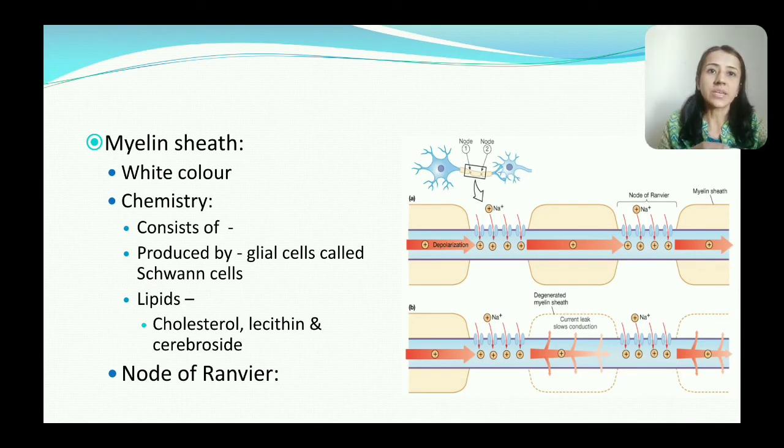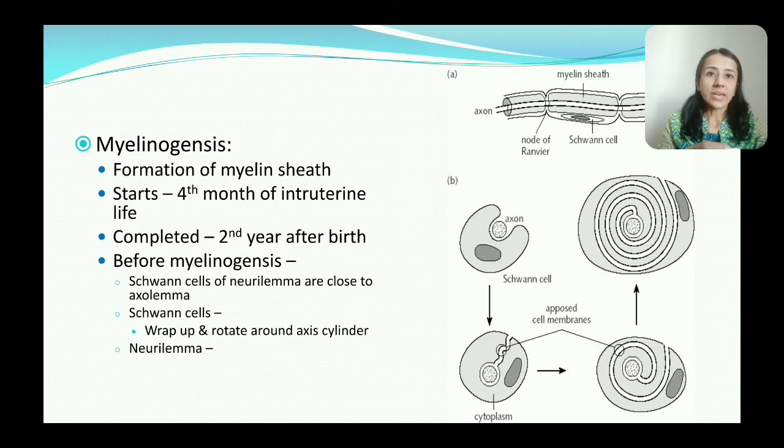Now, as we have discussed, the myelin sheath is white in color and consists of protein and lipid complexes, and it is produced by the glial cells, Schwann cells. Lipids present in the myelin sheath are cholesterol, lecithin and cerebroside. And as we have discussed, it is not a continuous covering. At intervals of every 1 millimeter, there is a gap of 1 micrometer, and this gap is the node of Ranvier.